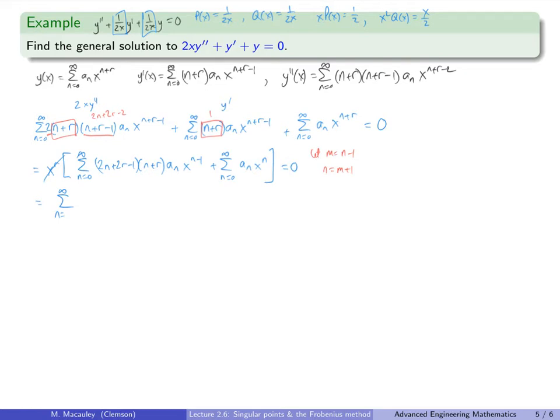And so now I have a 2(n plus 1) plus 2r minus 1 times, so this becomes n plus 1, so n plus 1 plus r. We have an a_(n+1), we have an x to the n, and then the next term we haven't touched is the sum from n equals 0 to infinity of a_n x to the n equals 0. Okay, so now let's simplify this a little bit. What's this first term equal to? Well, actually, before we do that, let me say what's here.